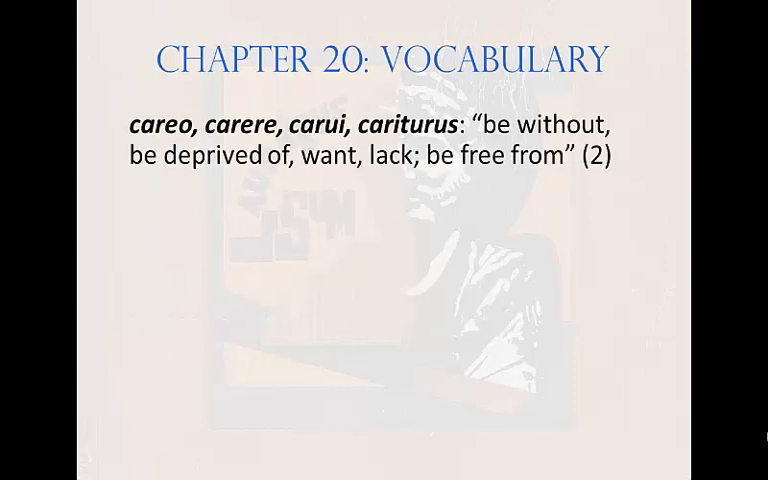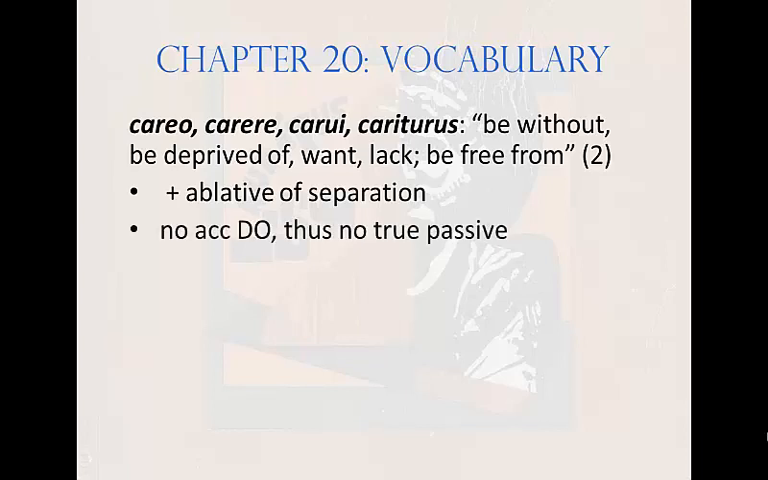And the final word in this vocabulary list is a verb, careo, carere, carui, caritus. It means be without, be deprived of, want, lack, or be free from. It's a second conjugation verb. Because of its basic meaning, be without, careo implies separation, and thus it takes an ablative of separation after it. Please note that it does not ever take an accusative direct object. And that's because this verb has no true passive. You can't be without it, be lacked.